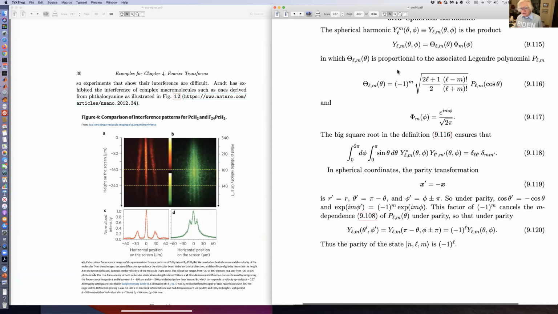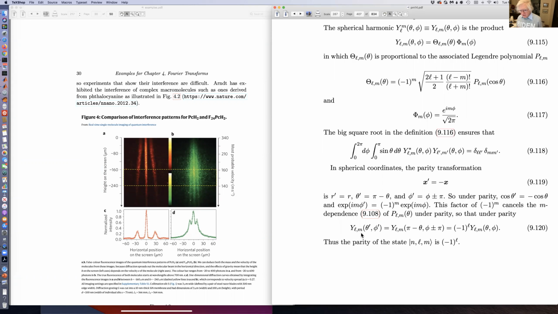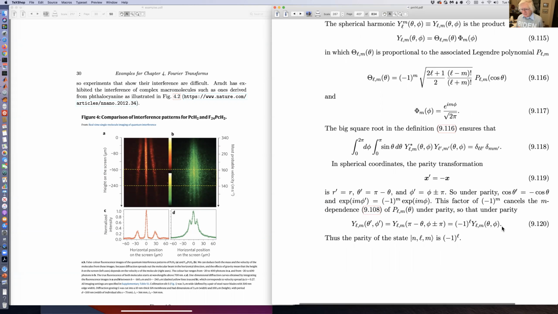So that's the reason basically for this. I guess there are two reasons for this. One is, well, no, it wouldn't matter because it would be squared here. But the real reason for this is to cancel this -1 to the m, so that under reflection, x goes to -x, spatial reflection.